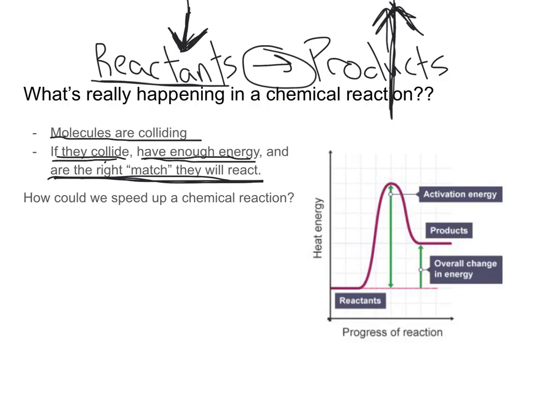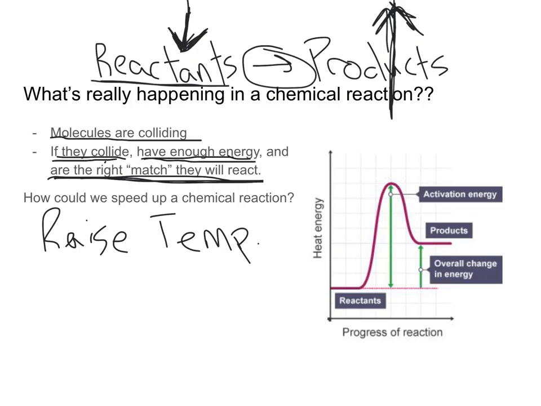So when we think about how we could speed up a chemical reaction, we can figure it out based off of these things that I just underlined right here, these three conditions. So when we're looking at how could we speed up a chemical reaction, one way that we could do it is to raise the temperature of wherever the reaction's happening, whether that's in a liquid, whether it's in a gas, is to raise the temperature.